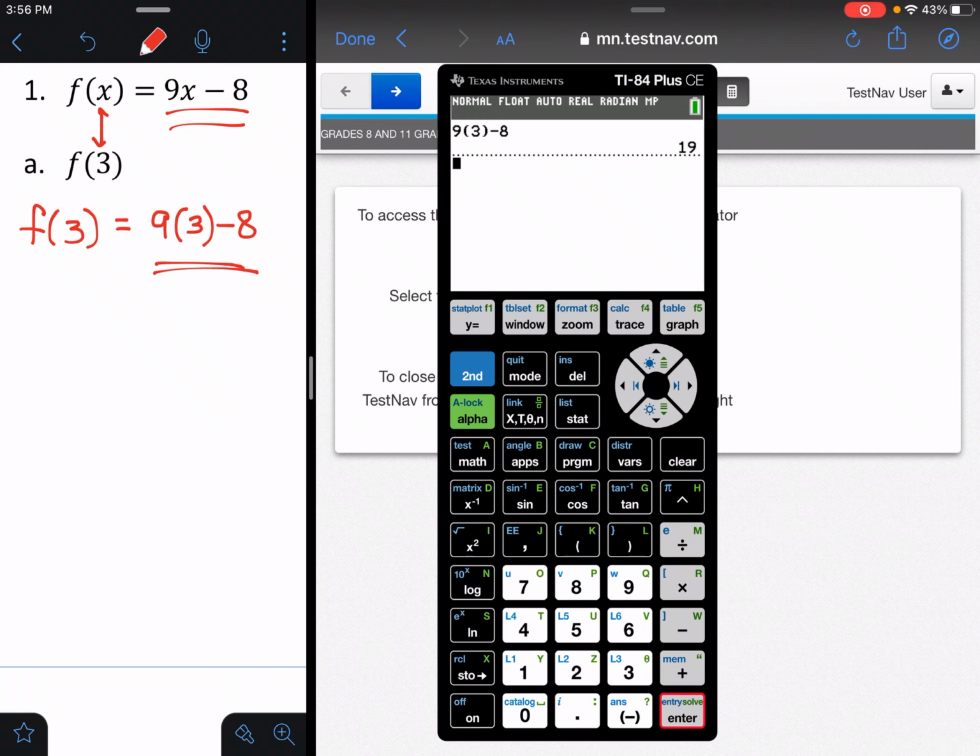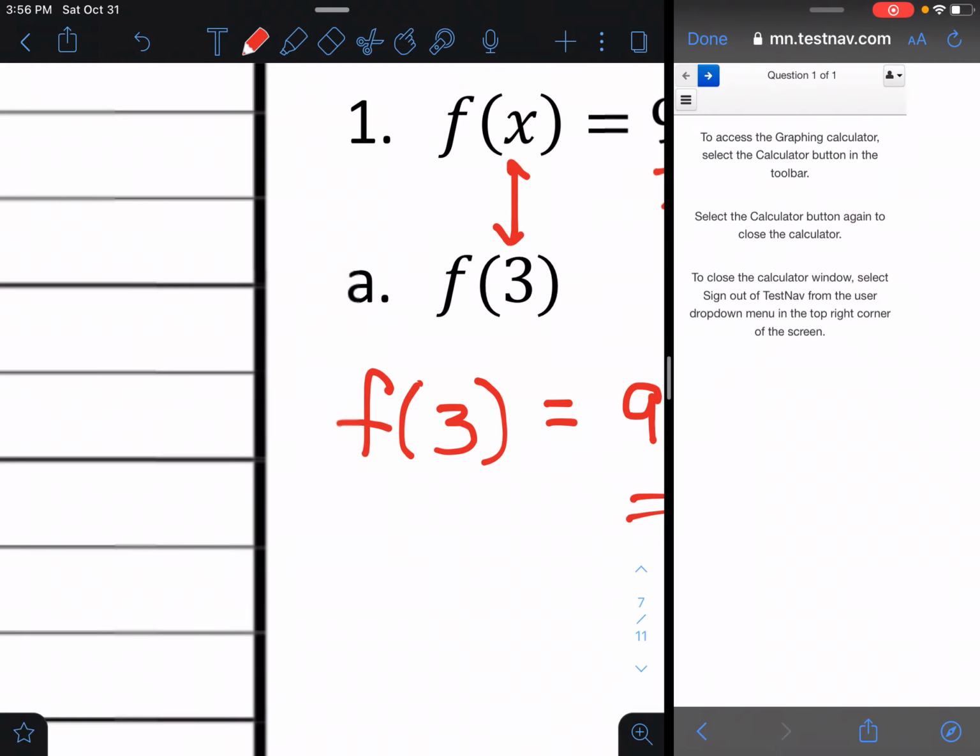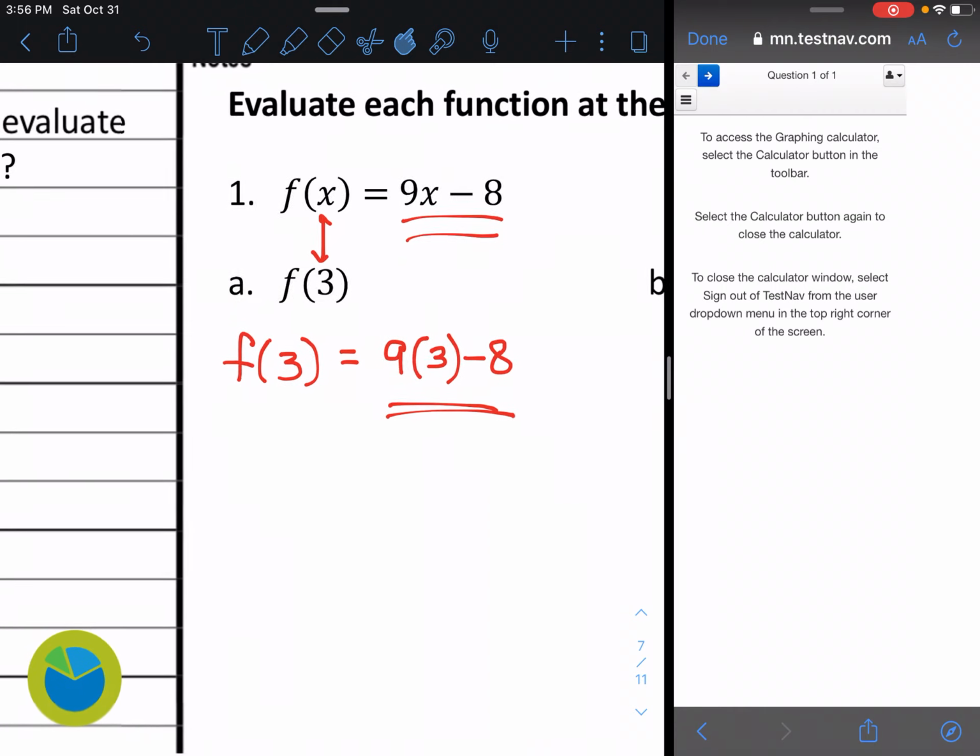So that means, how do I write my answer over here? I'm going to make this a little bit bigger again. Okay, so how do I write my answer over here? What we're going to do is we're going to write f of 3 equals, and we said that was 19.